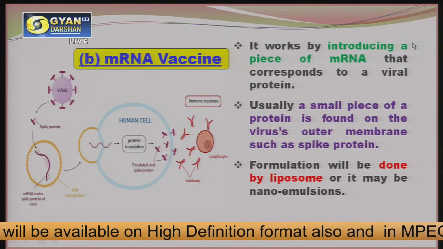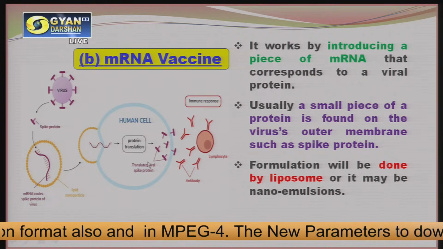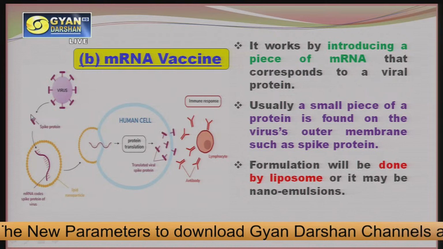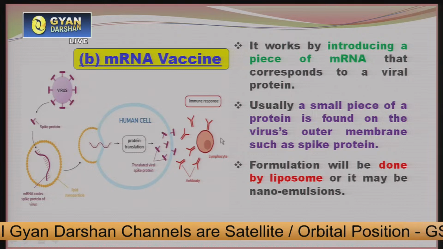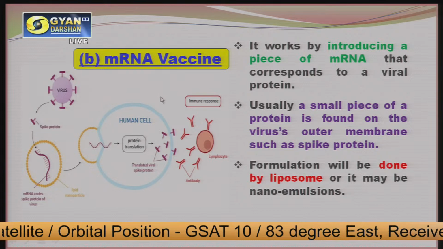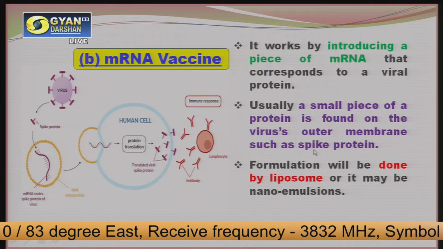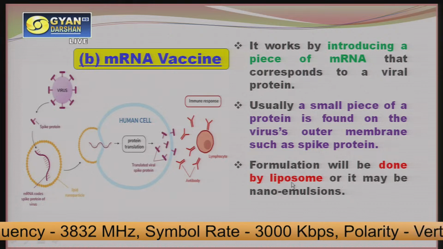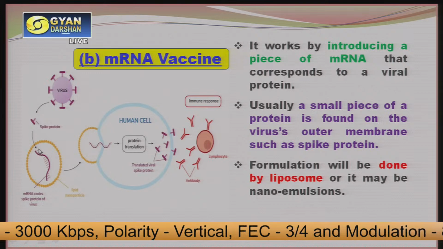It works by introducing a piece of RNA, messenger RNA, that corresponds to the viral protein. So basically, spike proteins. It is an mRNA that can code the spike proteins. We can inject it inside the body. They are able to produce the antibodies, or you can say the immune response. Usually the small piece of protein is found on the virus outer membrane, such as the spike protein. Formulation will be done by liposome, or it may be nanoemulsions. So these are the mRNA vaccines.